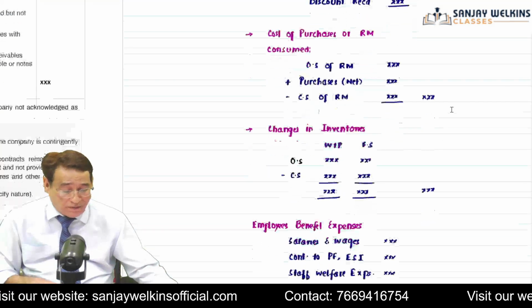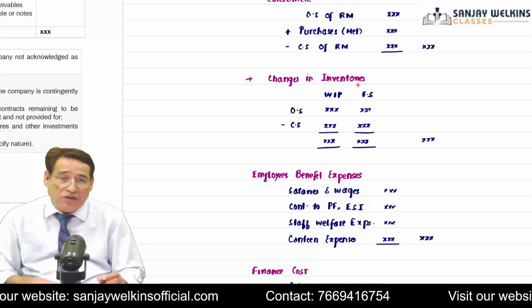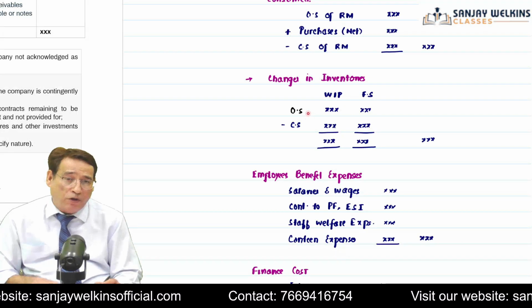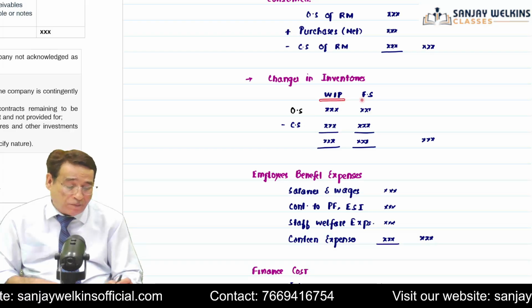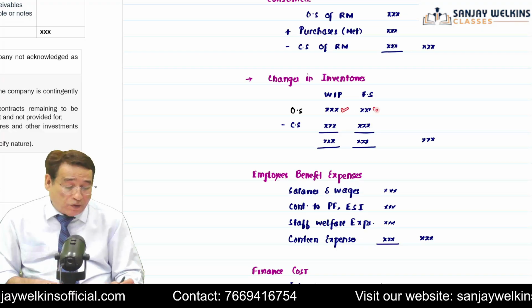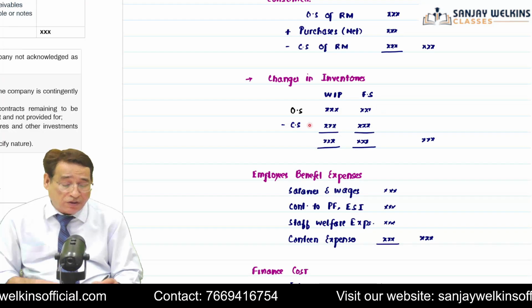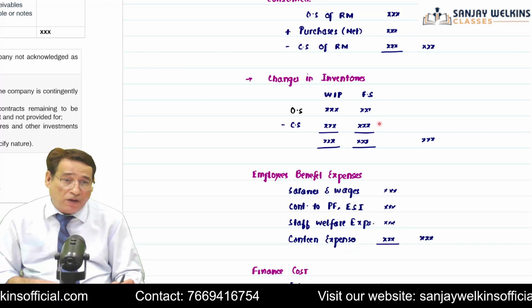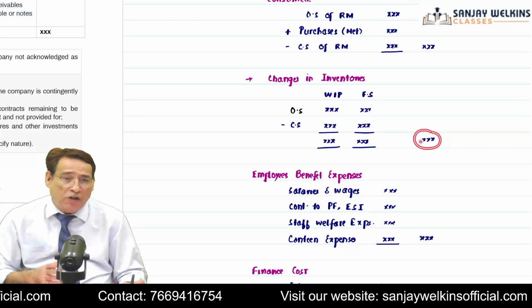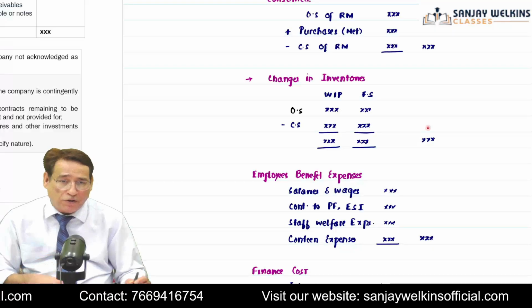Is it clear? Then we are going to write changes in inventories. In order to compute changes in inventories, first of all, I am going to take the opening stock of work in progress and finished stock, and then I am going to subtract closing stock of work in progress and finished stock, and then I am going to write it over. This particular figure could be negative or could be positive.